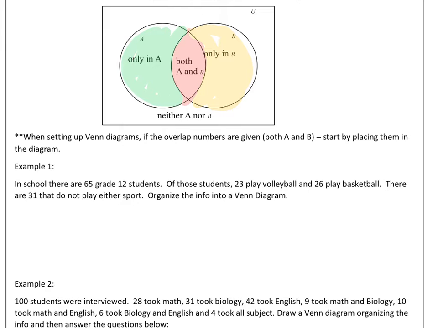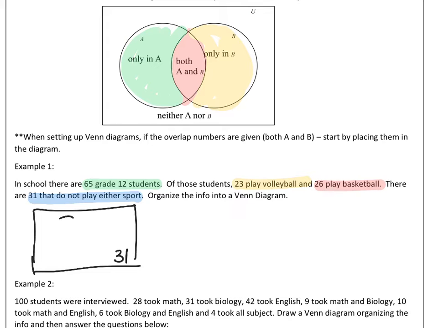So in a school, there are 65 grade 12 students. Of those students, 23 play volleyball, 26 play basketball, and there are 31 that do not play either. We're going to organize that information into a Venn diagram. A Venn diagram is a rectangle, which represents the universal set, which in this case would be my 65 grade 12 students. I've got volleyball and basketball, and 31 don't play either. So I'm going to have one circle for volleyball, one circle for basketball, and 31 don't go in either circle.